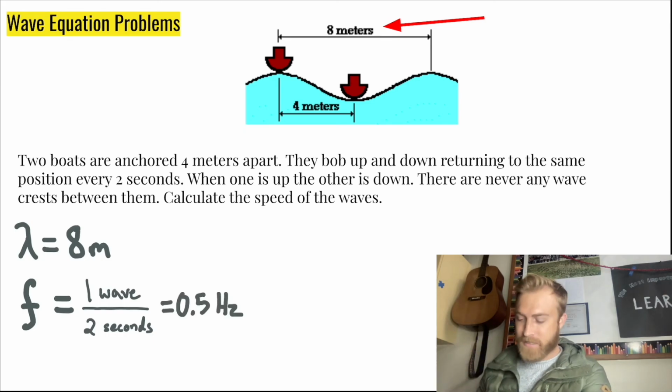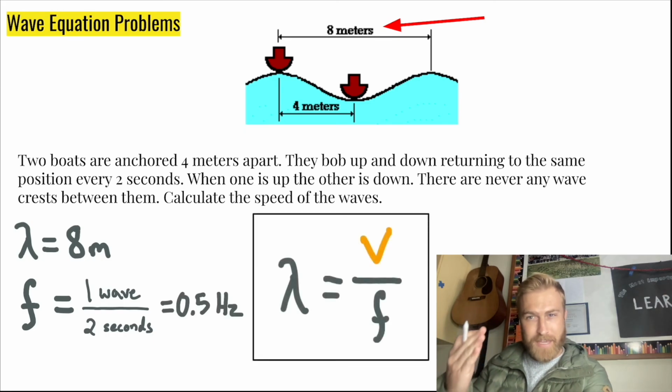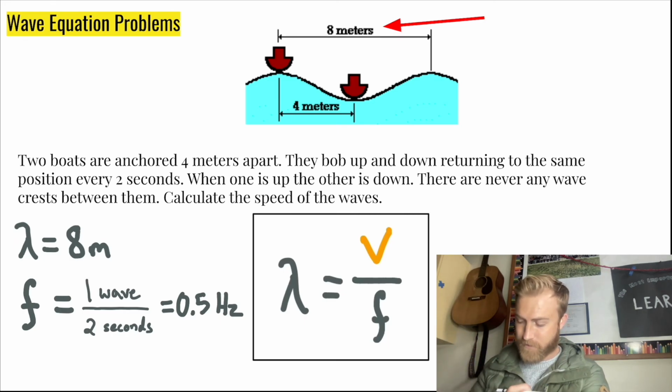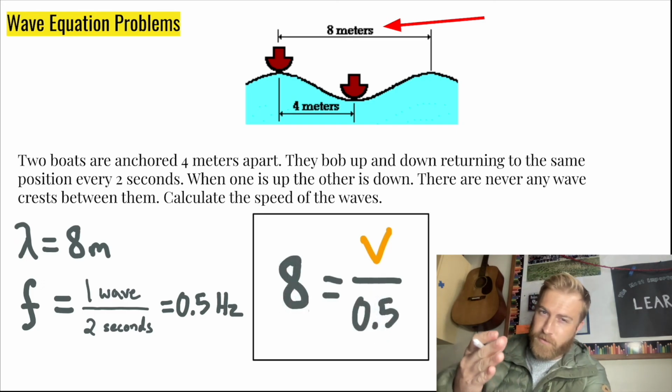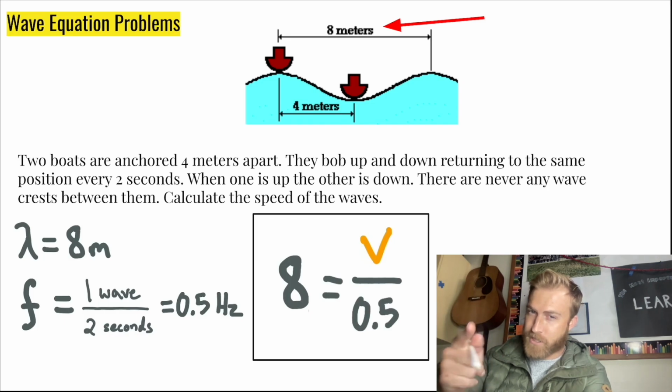And let's put it together in that equation. Wavelength equals velocity divided by frequency, wave speed divided by frequency. Can you substitute your known variables and solve for the unknown? I bet you can. Good luck.